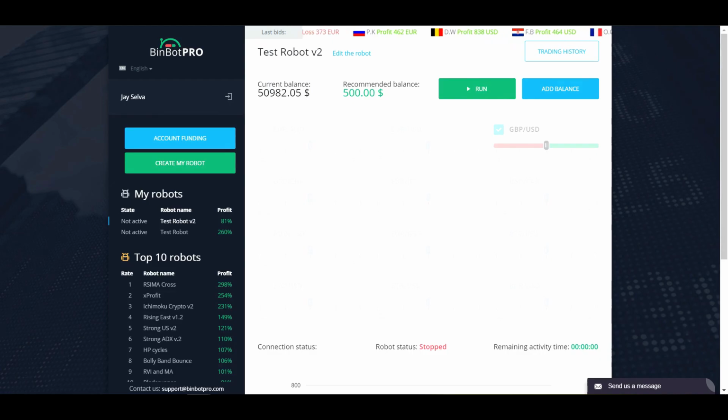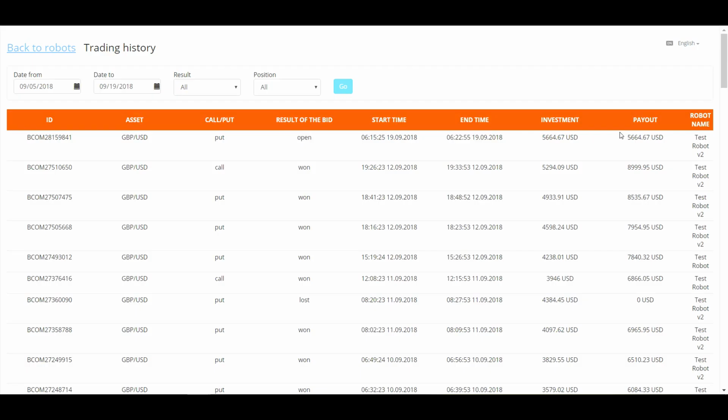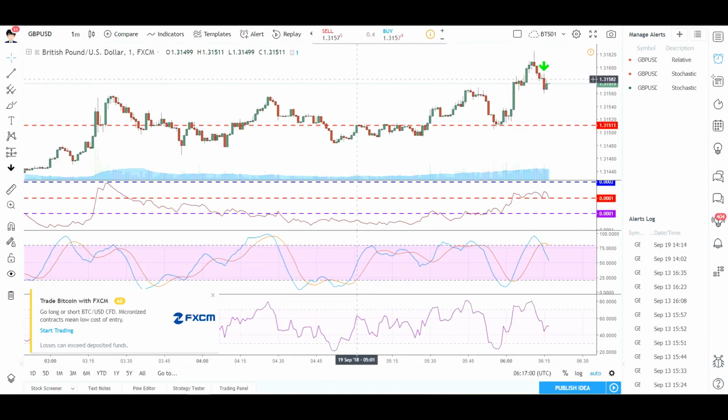Wait, let me turn off the robot first. All right, so the position is going to expire at 6:22, and we have a put position open. The other criteria is that we need our stochastic RSI cross to have at least the blue or red line go outside the 80-20 channel. The previous cross was actually a pretty good cross for us to take, but I just came online, so I missed the signal, and the latest one has just happened, and therefore I activated the robot based on that criteria.